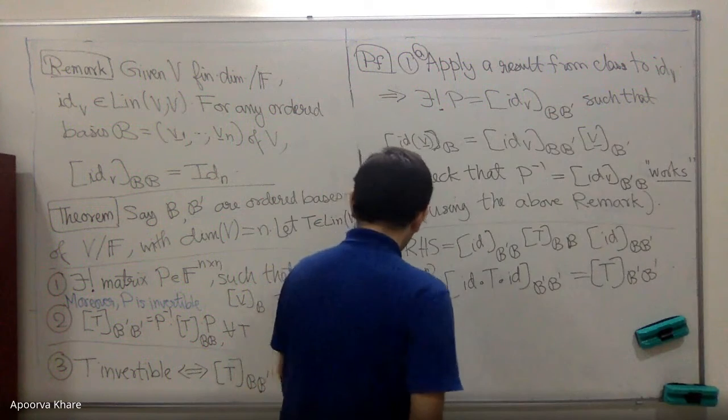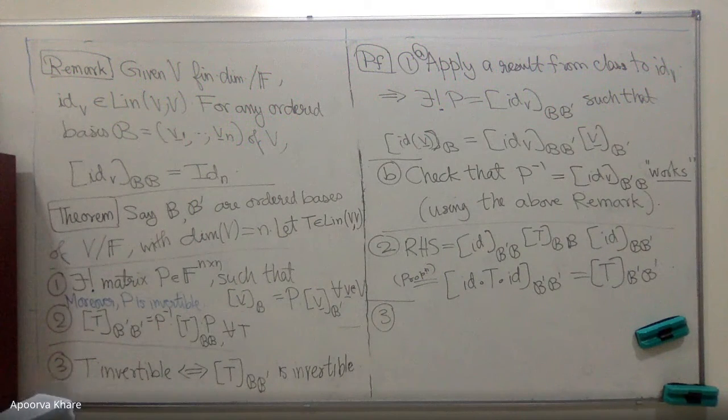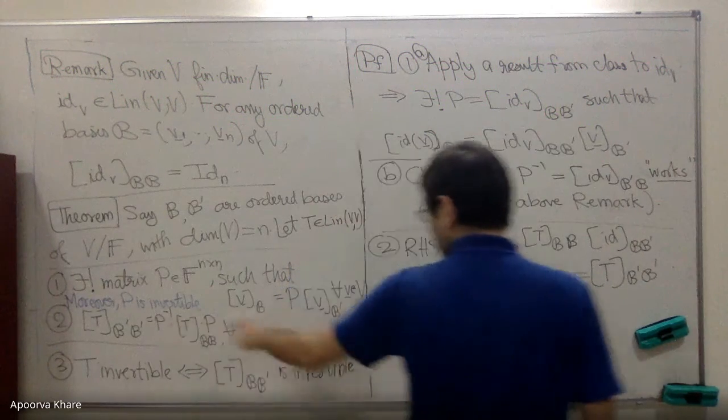Finally, 3. Three says T is invertible if and only if this is invertible. Let's prove both sides. Let's start by supposing T is invertible. This should be a short one. Say T is invertible.